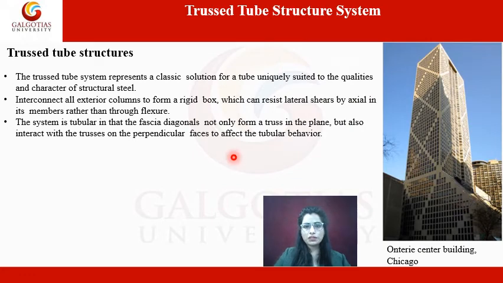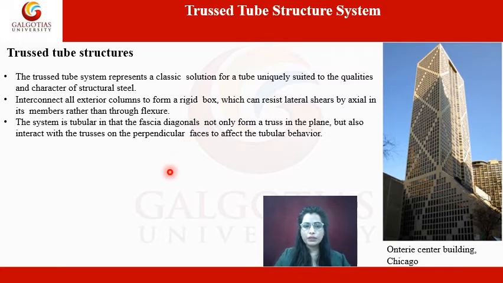Now we have the trussed tube structure system. Basically this system creates an X form between corner columns on each facade. You can see in this image, this is creating the X form. The trussed tube system represents a classic solution for a tube uniquely suited to the qualities and character of structural steel, interconnecting all exterior columns to form a rigid box which can resist lateral shear by axial forces in its members rather than through flexure.